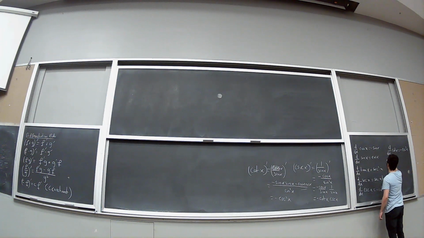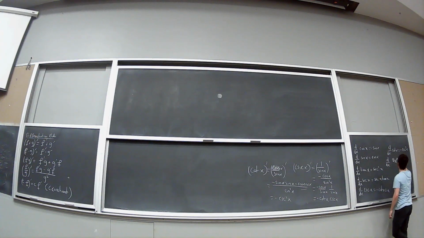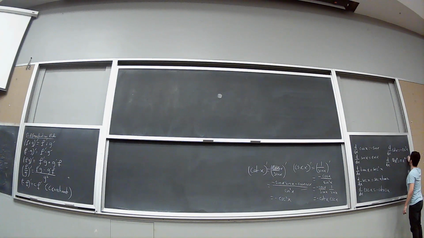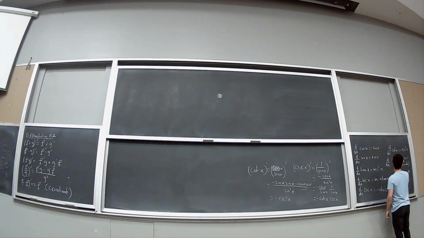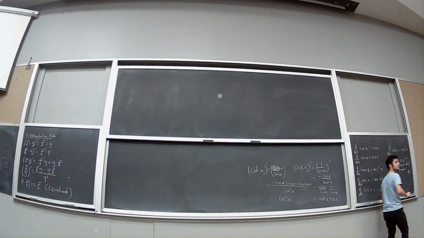Very easy thing now, the power rule. d/dx of x to the n, what is that? This is n x to the n minus 1. This is the power rule, for n a real number. And what else did we see? d/dx of e to the x, what is that equal to? e to the x. Okay?